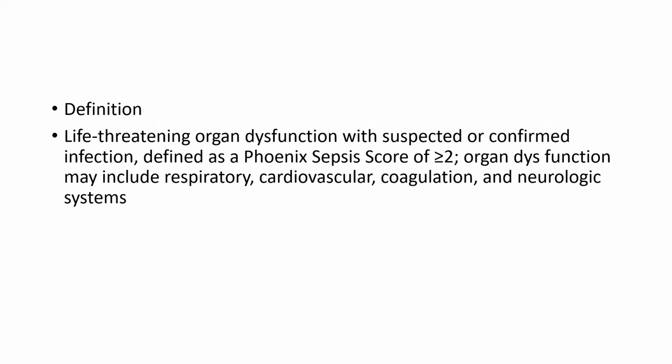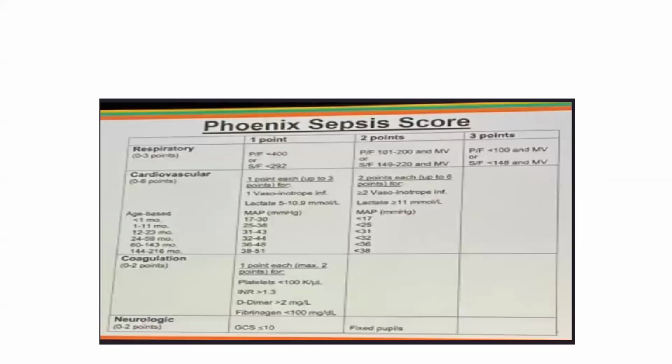Hello friends, today we are going to discuss sepsis and septic shock updates from 2024. Definition: life-threatening organ dysfunction with suspected or confirmed infection, defined as a Phoenix sepsis score of greater than or equal to 2. Organ dysfunction may include respiratory, cardiovascular, coagulation and neurologic systems. So we'll see what the Phoenix sepsis score is.